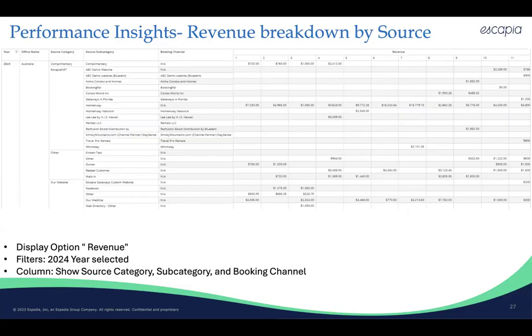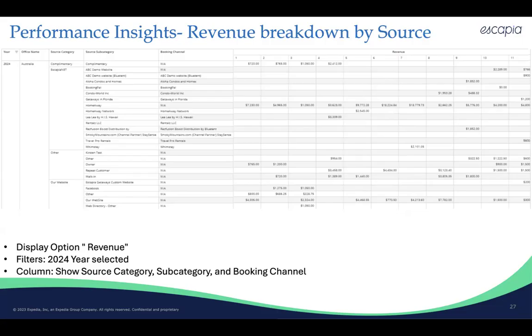Filters, we chose only to show the 2024 year because we wanted to see how we did last year. And then for the columns, we chose to show the source category, subcategory, and the booking channel. We wanted to see all three options here. As you can see, this is quite nice to be able to view where the revenue is really coming from.